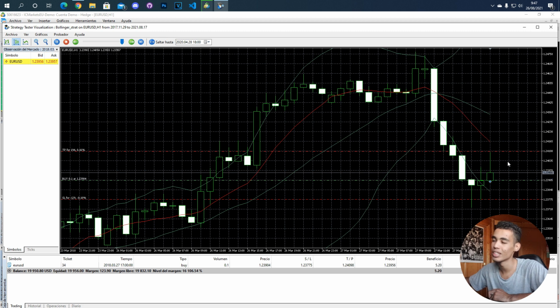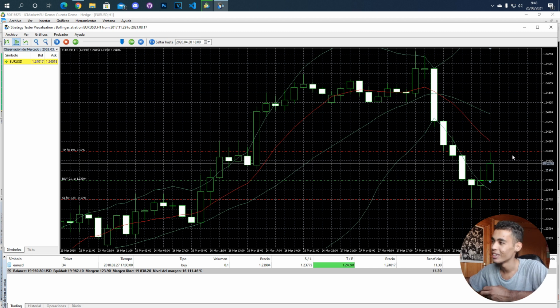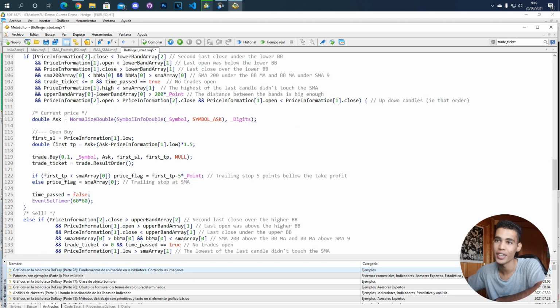Yeah, for example, this is one of the problems I may have, which is that the trailing stop is triggered here and the take profit is here. So this is a problem and I have to solve that. So now I fixed that, and for example, you can see that here, if the take profit is less than the moving average price, the trailing stop will get triggered 5 points under the take profit.